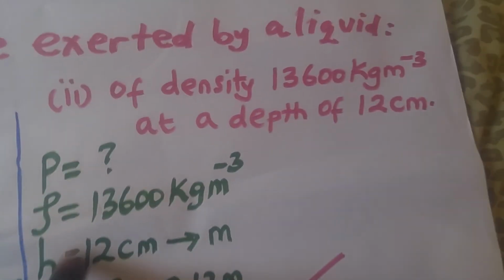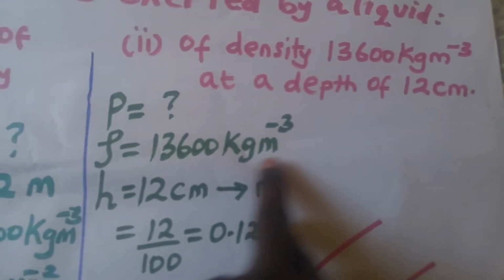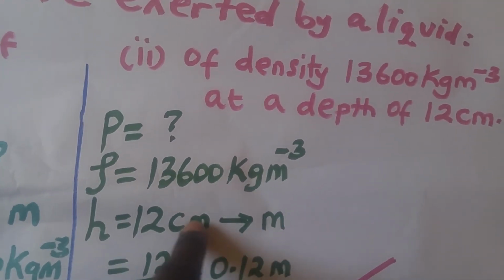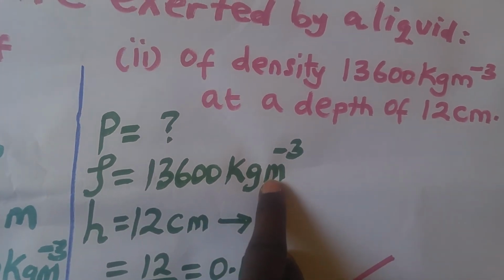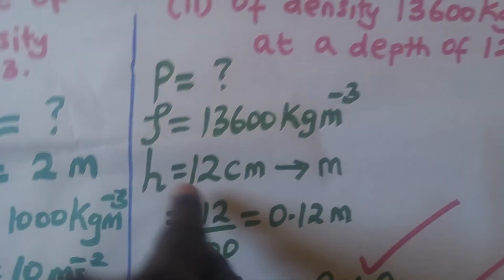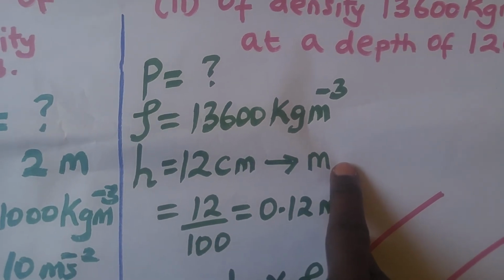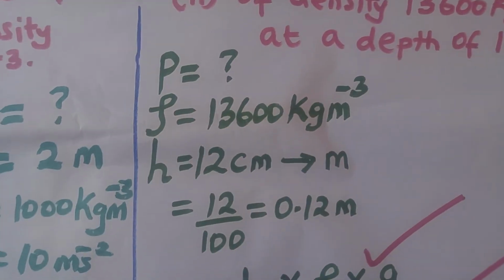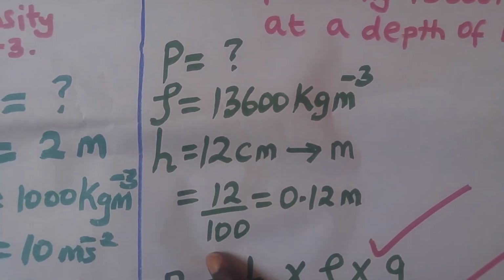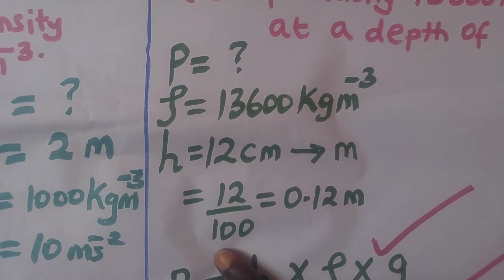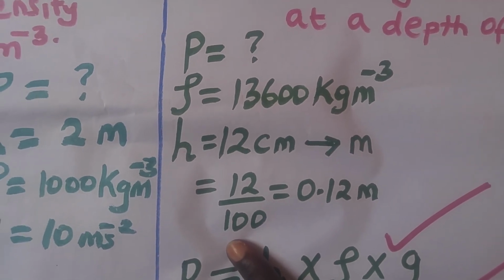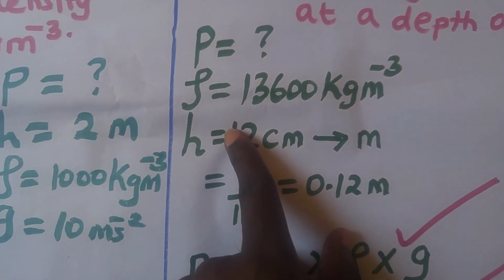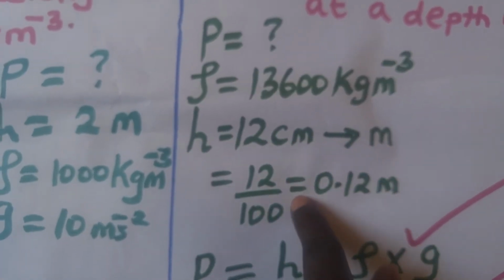Then the height is here, 12 centimeters. So our H here is 12 centimeters. As I said, the SI unit of density is correct. It is this one. But the SI unit of height is not centimeters, but meters. So we change centimeters into meters. How do we change centimeters into meters? We divide by 100. Why do we divide by 100? Because 1 meter is equal to 100 centimeters. So whenever you're changing centimeters to meters, you should divide by 100, you see?